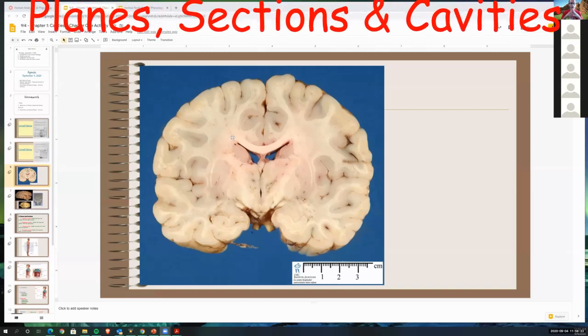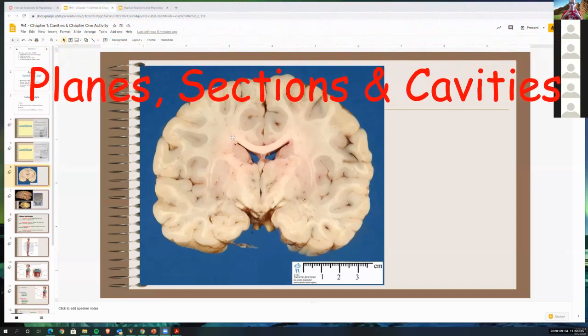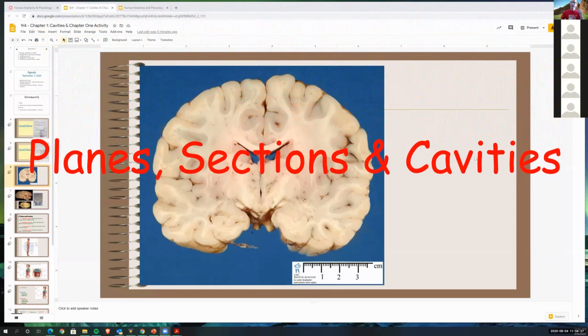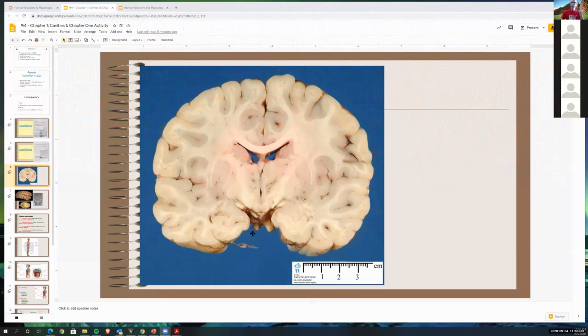So now we need to talk about, well, we use different terms for the directions in anatomy. We also use different terms for the cuts that we make in our specimens, or we use these words to describe the way the specimen was cut for us. It just depends on what we're going to be using in the lab.